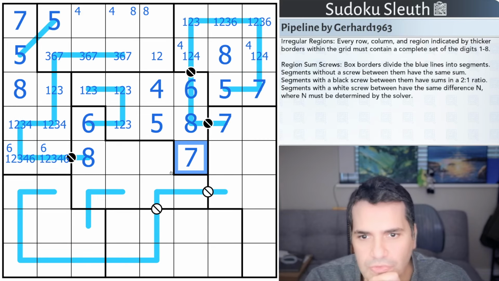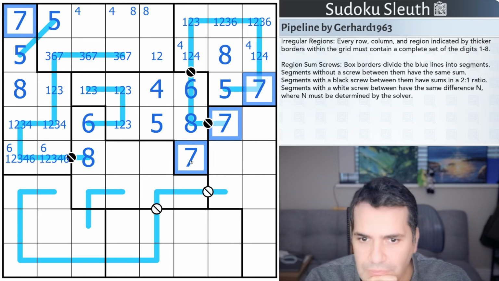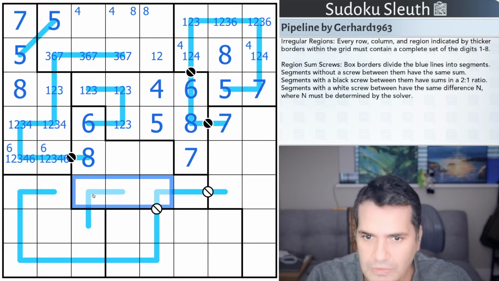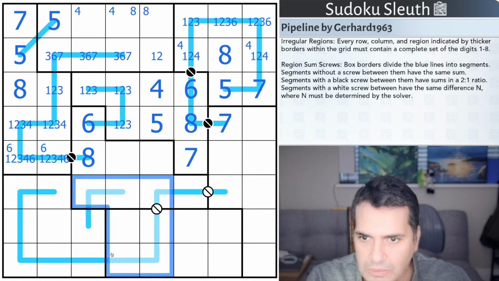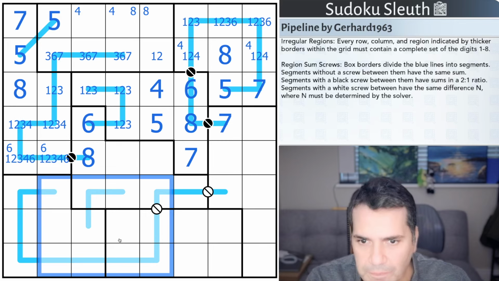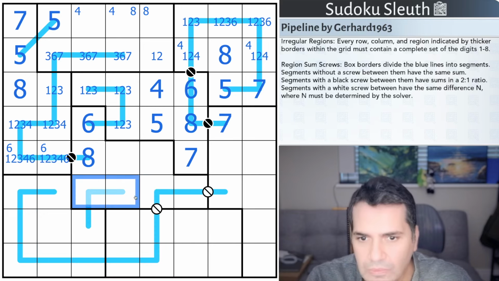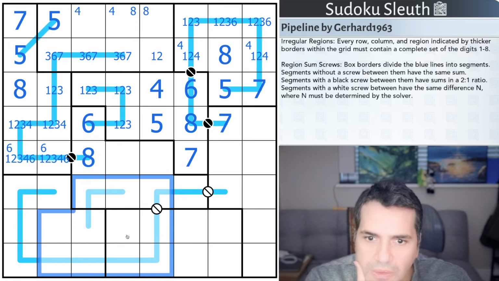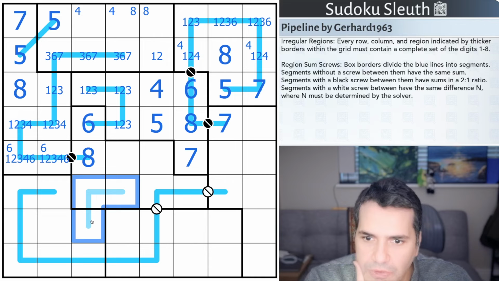7s are not far off done, aren't they? Say not far off done. Feels incredibly far off done. 7 is in one of these. 7 is in here. And then 3 of them are in there. Well, one of them is in here, and then one of them is between these groups of cells. So, region sum lines probably.